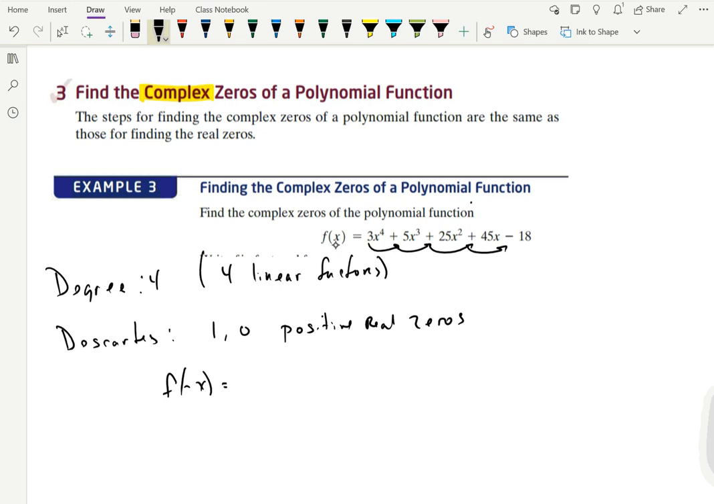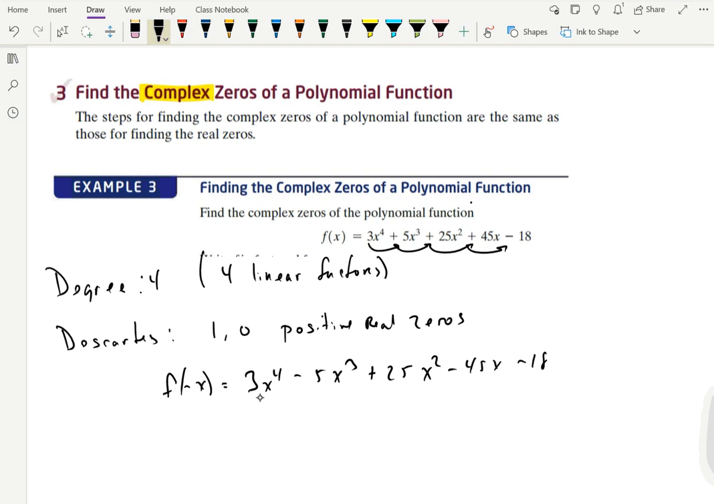So if we take this whole thing and plug negative x in for all the x's, remember the even exponents will stay as is, because negative x to the power of 4 is negative x times negative x times negative x times negative x. Four negatives become positive, and it's still x to the fourth. So multiplied by 3, it's still 3x to the fourth. The odd ones here change signs, so we end up with negative 5x cubed. We have 25x squared minus 45x. We change signs, and then the minus 18.